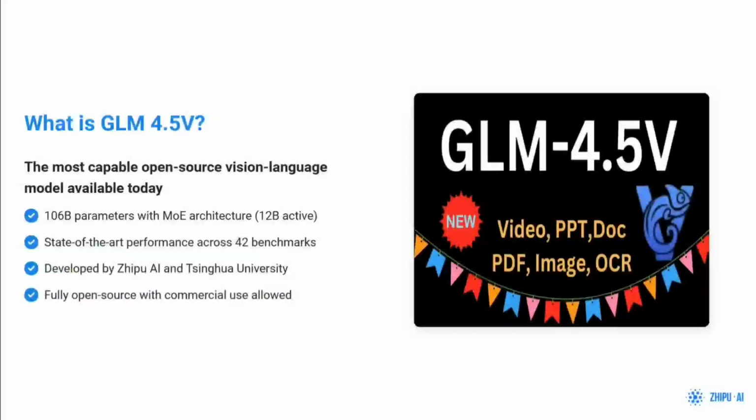What is GLM 4.5V? It's the most capable open source vision language model available so far. It is beating out all the existing models and it is 106 billion parameters with mixture of experts. 12 billion parameters are active for each expert. It's quite huge in size. State of the art performance, that's for sure, and it is developed by Zhipu AI, the same team behind GLM 4.5, and it is completely open sourced.